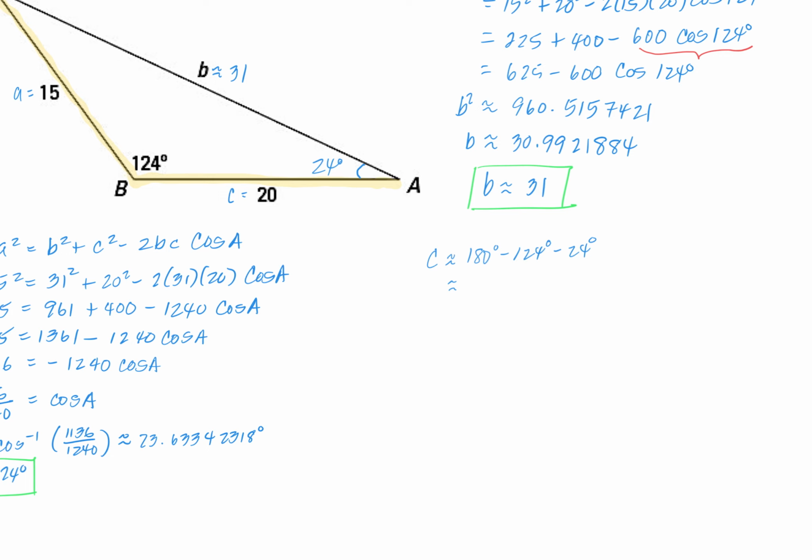32. Let me double check my math. 180 minus 124 minus 24. Okay, so that would be our angle C.